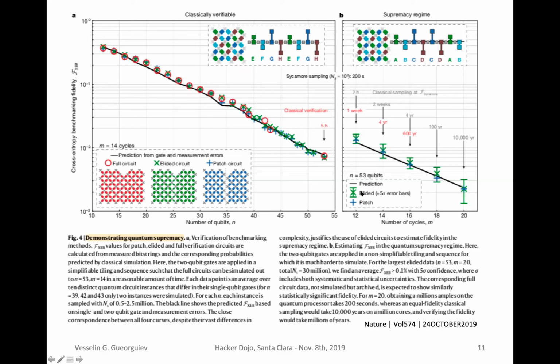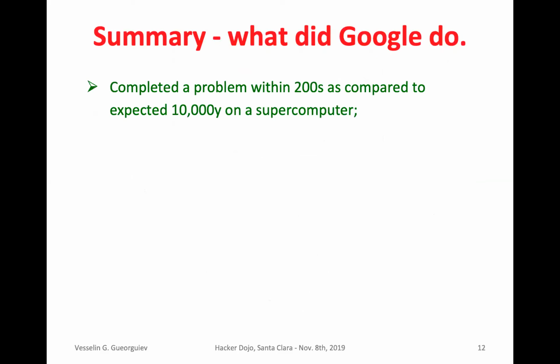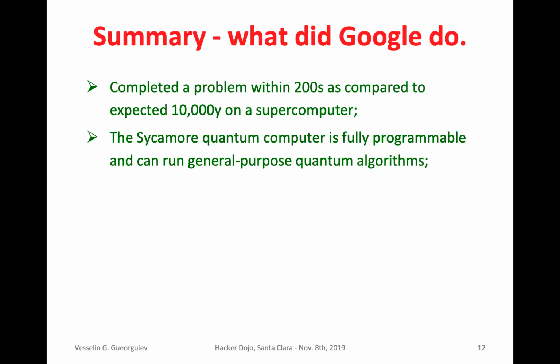So based on the patch and elided methods, they can make predictions of what the behavior will be, and then you can also do a prediction based on how they are seeing their model is behaving. So that's what gives them belief that they're consistent in understanding how long it would take for these calculations to proceed. So basically, they say that it was done in about 200 seconds, something that would take about 10,000 years.